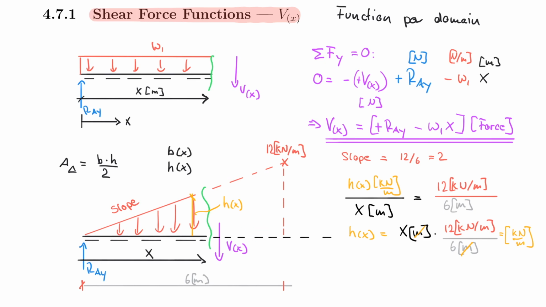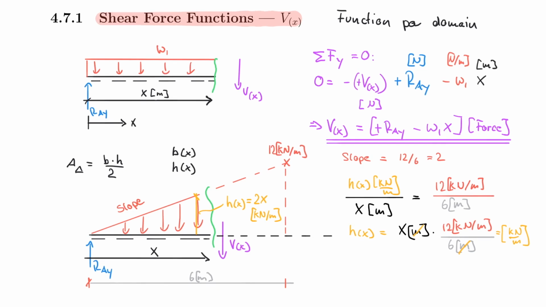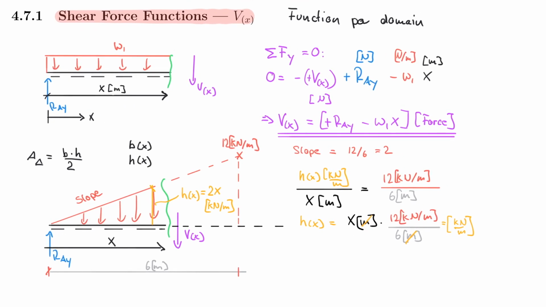But what we understand now is that h is really equal to 2x. And so h is now a function of x. And again, that's in kilonewton per meter, which now I can use in my shear force function. So let's go ahead and develop the shear force function. So remember that we start as always with the sum of the forces in y is equal to 0. And I use upwards positive.